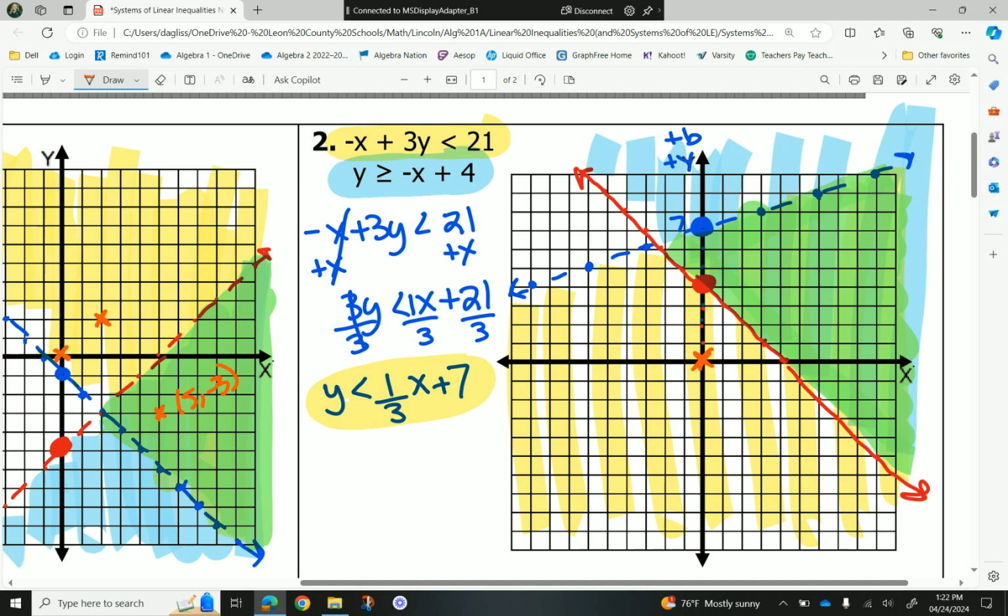Which one? Up 5. 1, 2, 3, 4, 5. 1, 2, 3, 4, 5, 6, 7. Yes, I would agree. So 0.57 would work. Is that the only answer? No. As long as it falls in the green, it would be a solution. So that one's good to go. All right. We good?